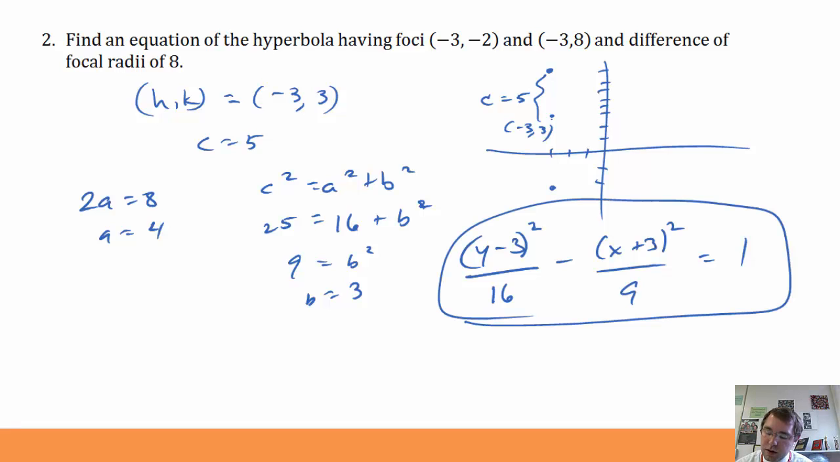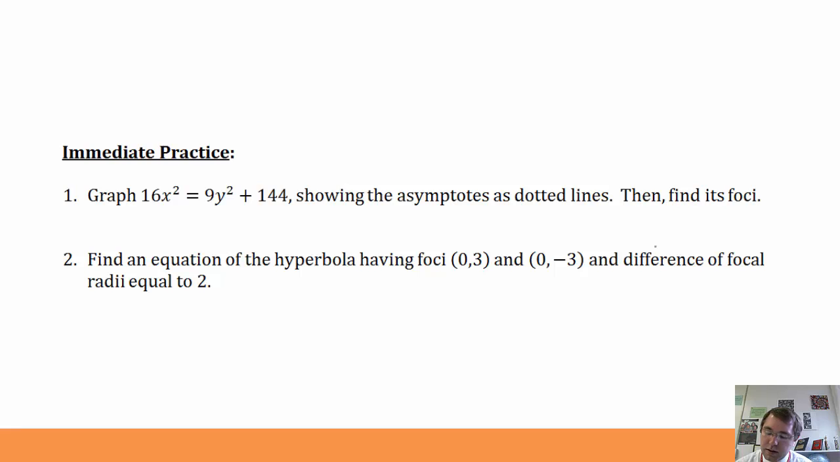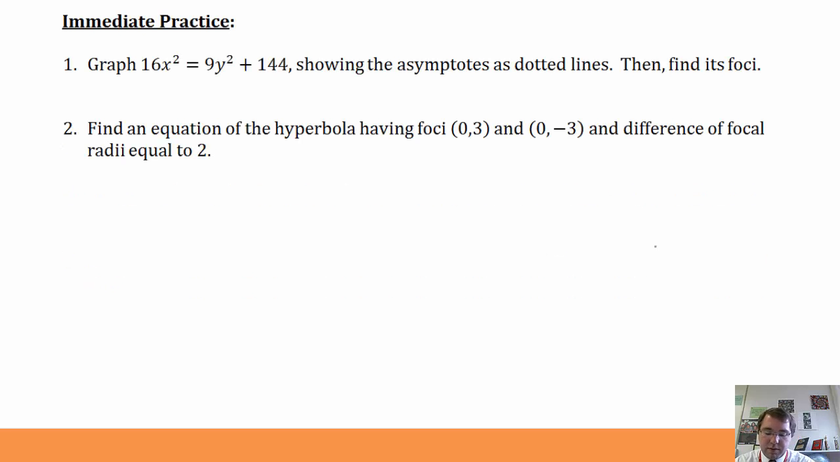That's my equation. And here are your immediate practice problems. Number 1, graph 16x squared equals 9y squared plus 144, showing the asymptotes as dotted lines and find its foci. Number 2, find an equation of the hyperbola having foci at 0, 3, and 0, -3, and a difference of focal radii equal to 2. That is the end of section 9.5.